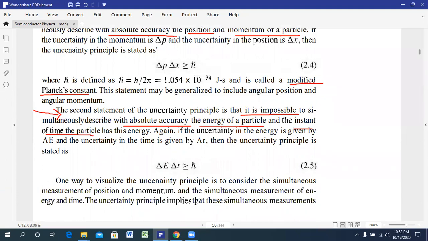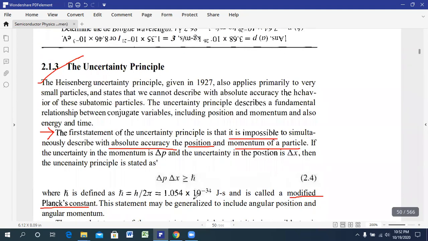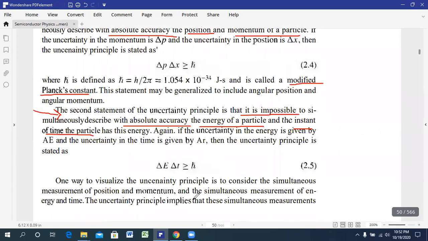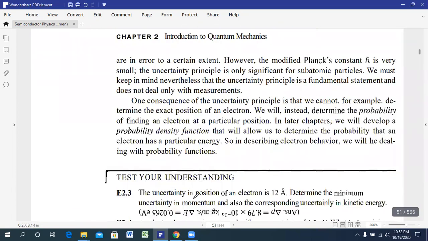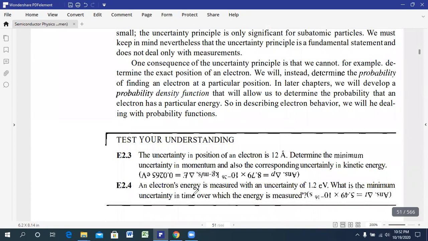These two are known as the uncertainty principle. Using these two formulas, you will have to solve these practice problems.